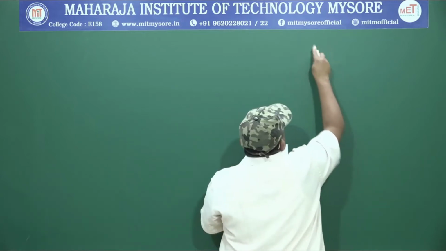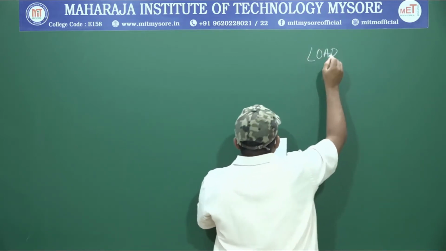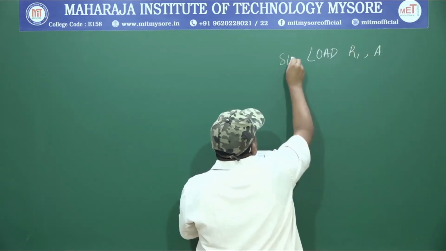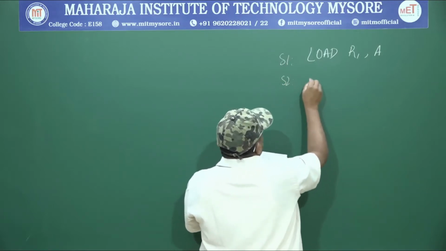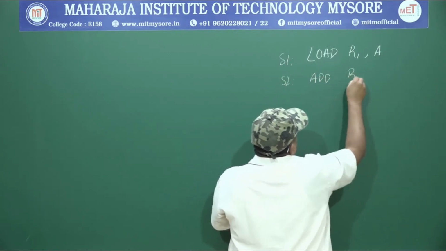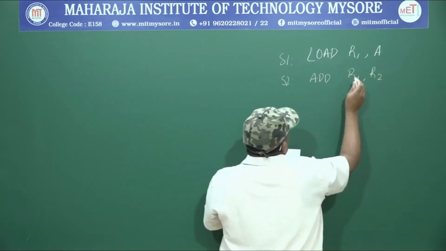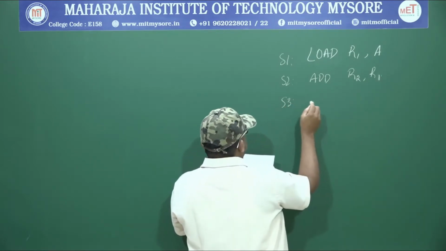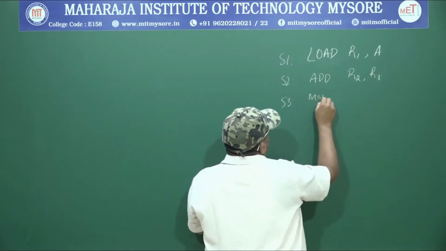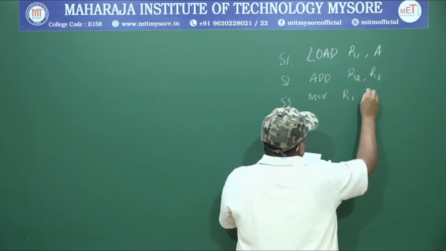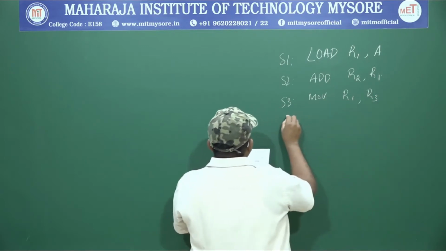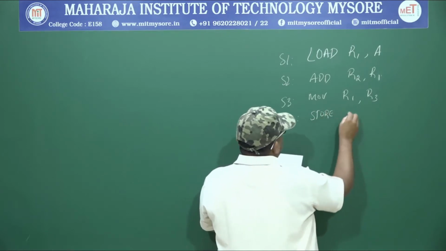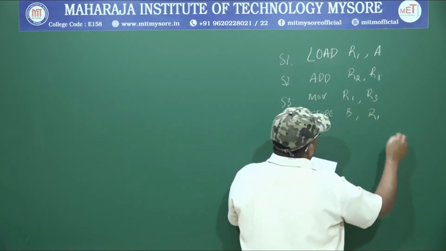So it was: instruction 1, load R1 comma A. Instruction 2, add R1 comma R2 comma R1. Instruction 3 is move R1 comma R3. Instruction 4 is store B comma R1.